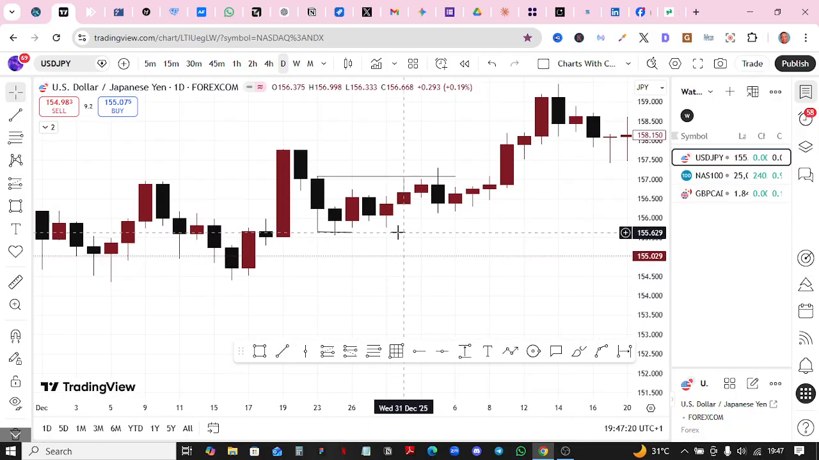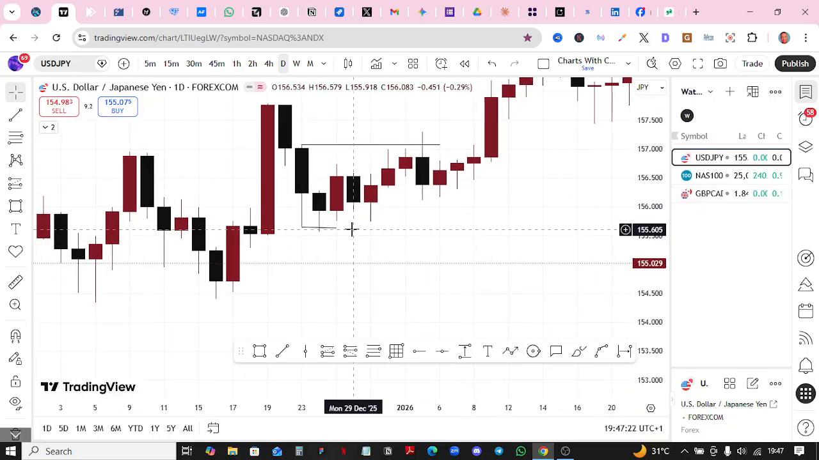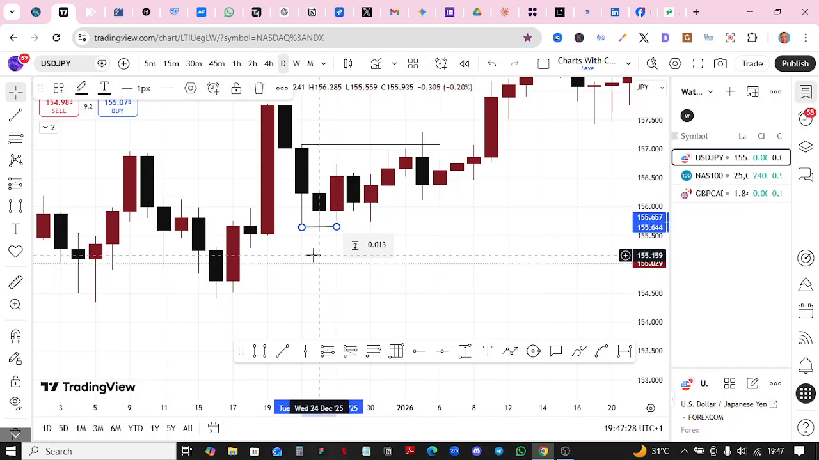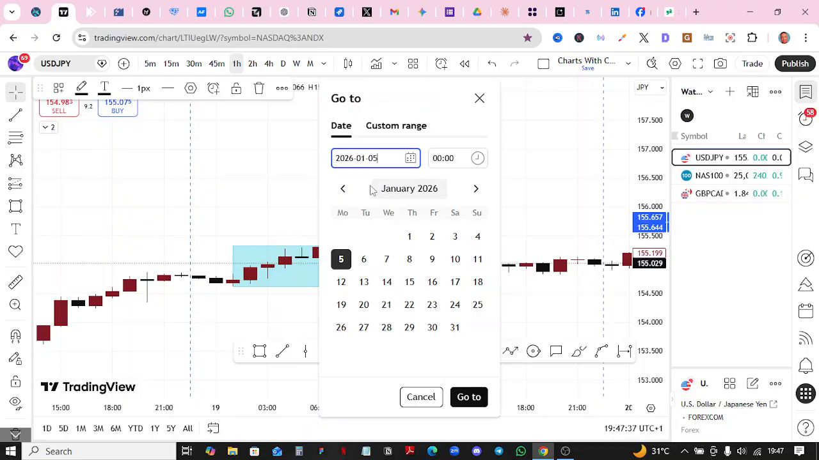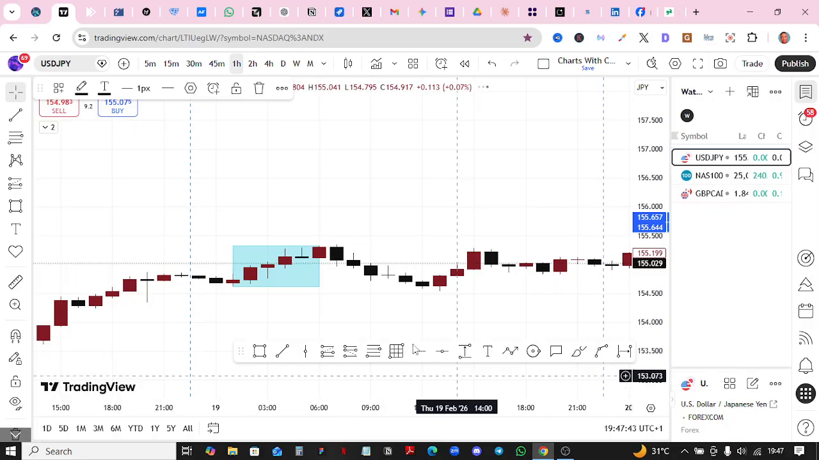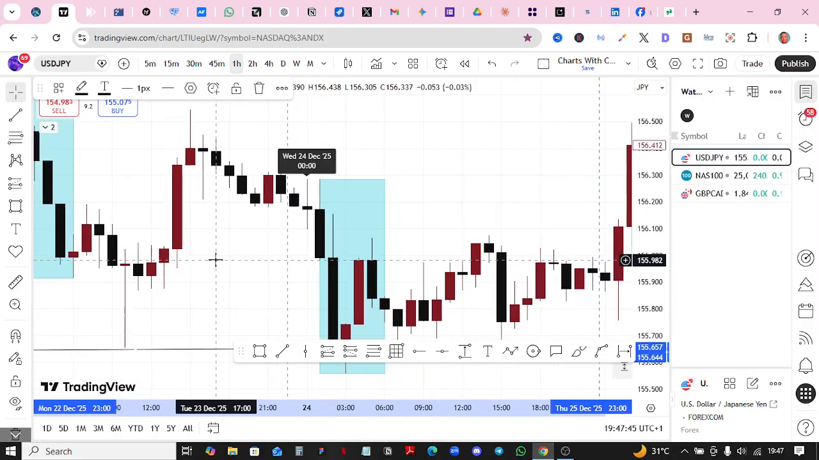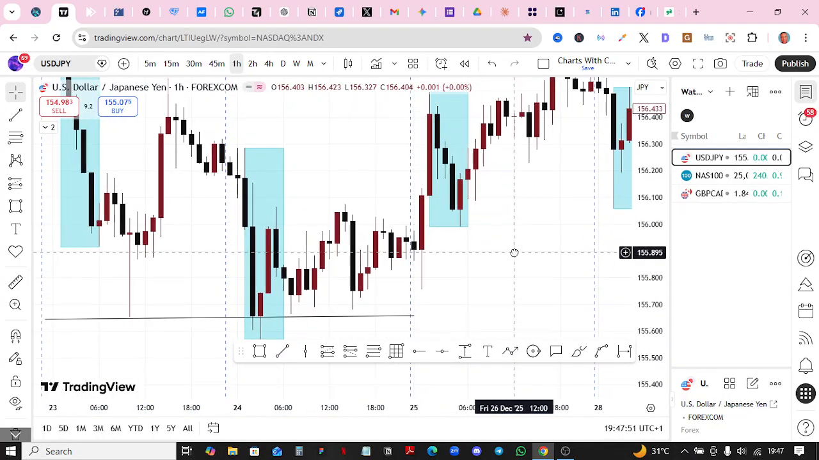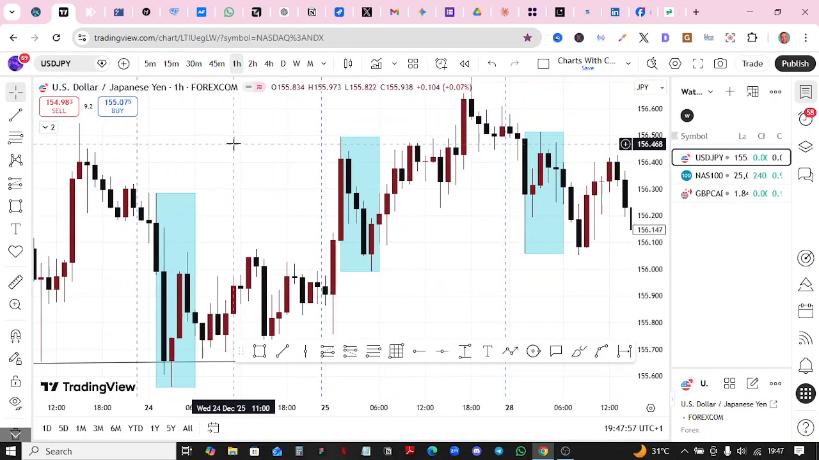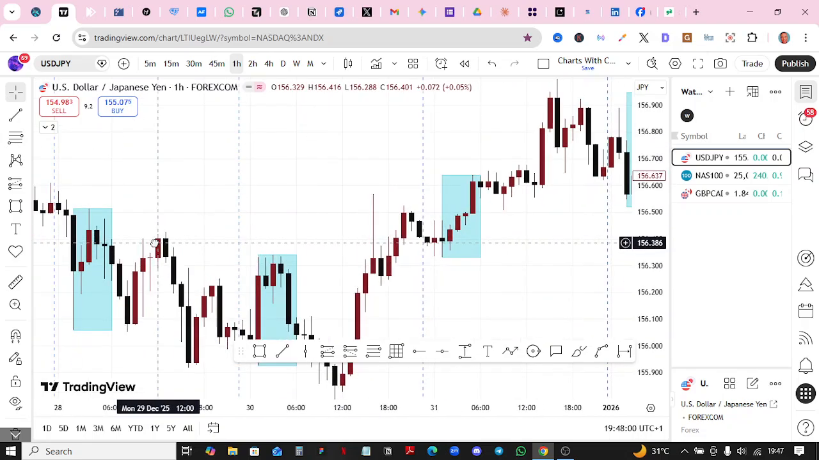Now let me show you how you could have gotten into this trade. So what date is this? 24th of December. So let's go to the lower time frame. Let's go to the 1 hour time frame. Then we'll go to 24th of December. Okay. So 24th of December, this was the trade. Now this was where is our target? Okay, these are targets.